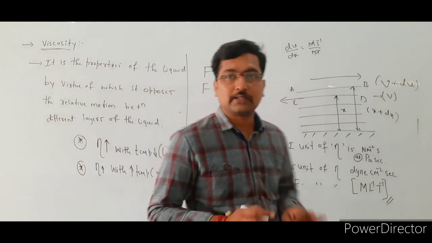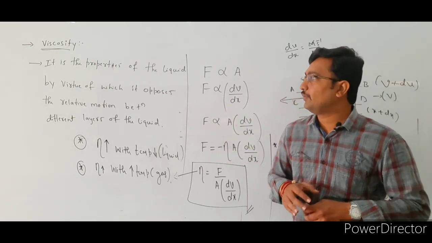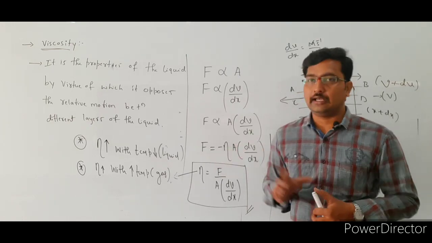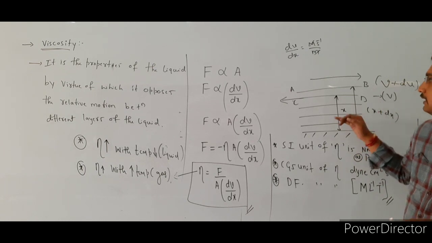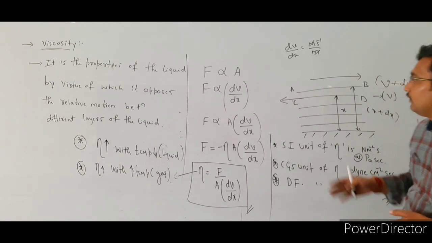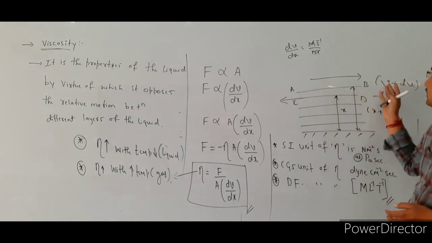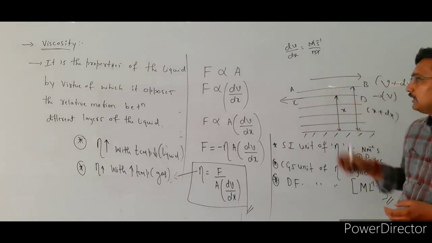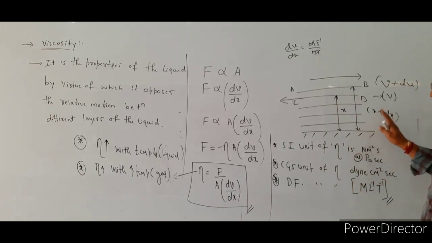So first one, what is the definition of viscosity? It is a property of the liquid by virtue of which it opposes the relative motion between the different layers of the liquid. If the liquid flows on a horizontal surface, it forms different layers moving at different velocities. Here we consider two layers, AB and CD. AB layer is moving at the speed of V plus dV, and CD layer is moving at the speed of V, and the heights of the AB layer and the CD layer from the horizontal surface are x plus dx and x.